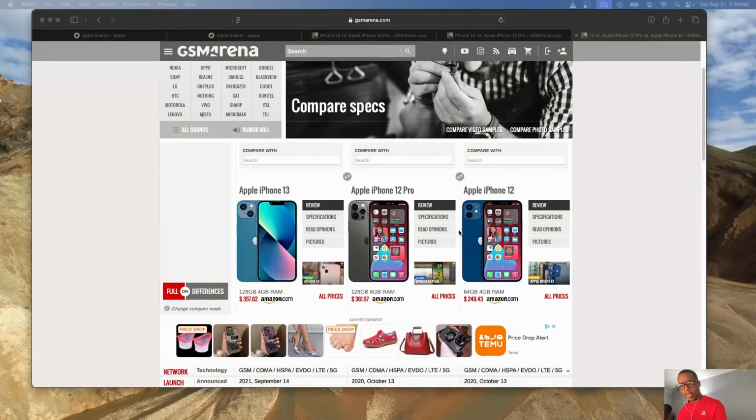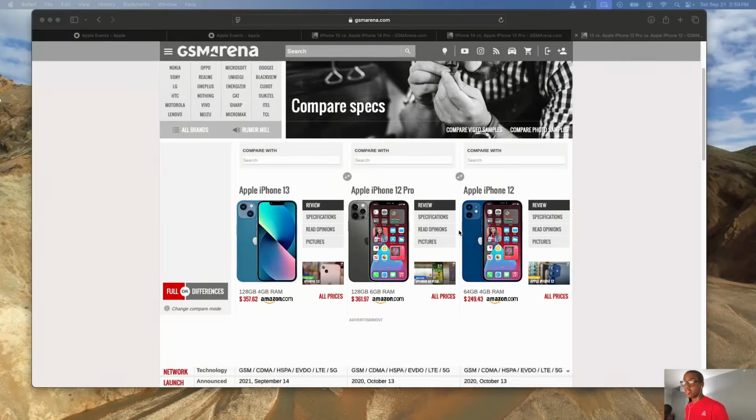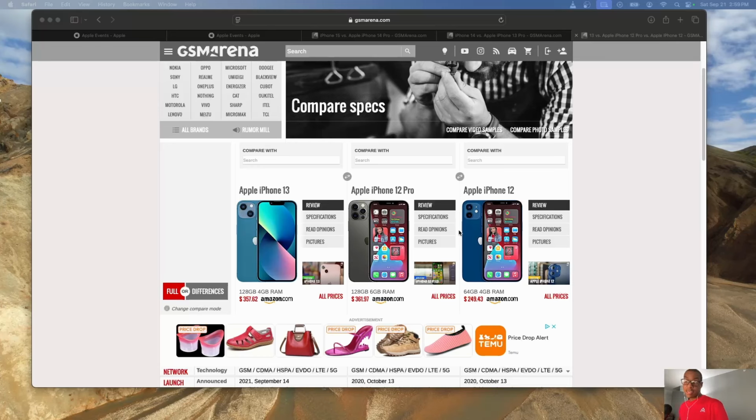I spend a lot of time here on GSM Arena because it's a nice place to come to get consolidated information about the devices that we use on a daily basis. Primarily for me, it's smartphones.